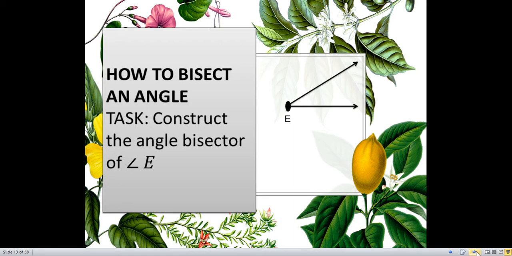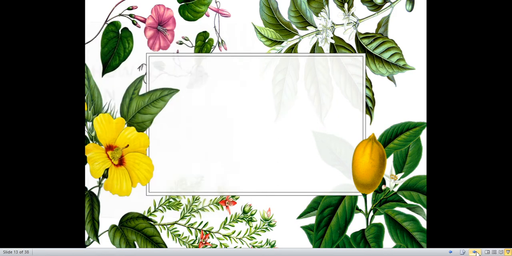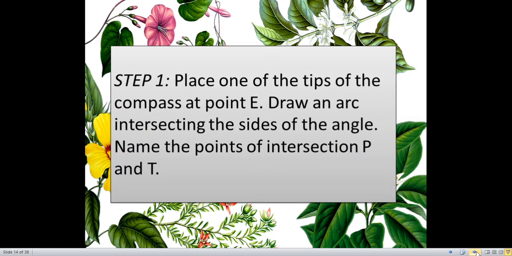And we are being asked to construct the angle bisector of our angle E. It also has a step-by-step process. First one is, place one of the tips of the compass at point E. Again, we're going to use our compass. Draw an arc intersecting the sides of the angle. Name the points of intersection P and T.